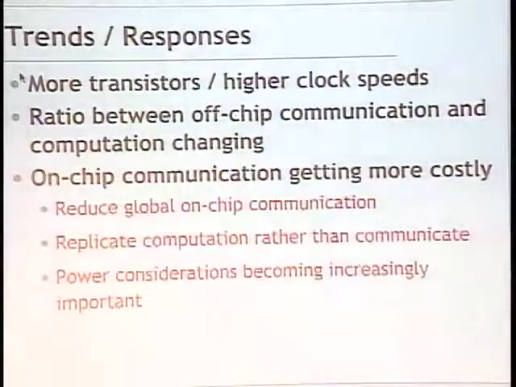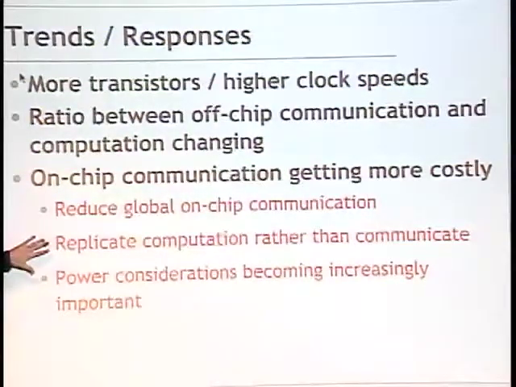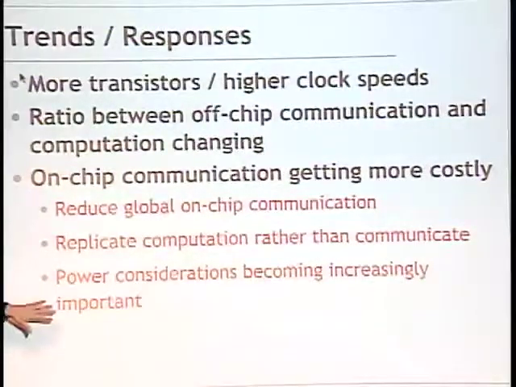And the final thing is how do we reduce on-chip communication? Well, we do that by replicating, by computing rather than communicating. And it's very important in on-chip communication that we reduce power. It's important that we don't communicate both because it's slow and because it costs a lot of power. This seemed like a good summary. Anybody have any questions about this?